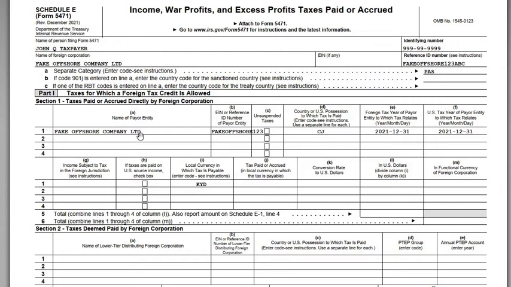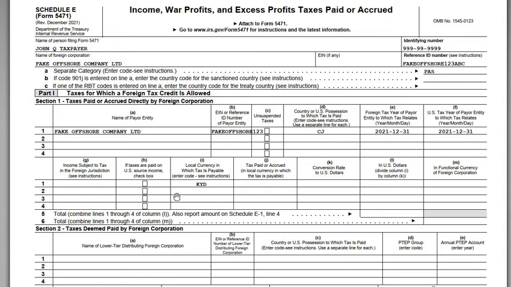Now you can see here, we still list the name of the company, right? So we have Fake Offshore Company Limited, the reference number. It's a Cayman Islands, so CJ company, the tax year. But when we get down here on the income items, income subject to tax in the foreign jurisdiction is just zero. It can be blank because, again, we're not paying any taxes in the Cayman Islands. If we did have to pay tax, it would be in Caymanian dollars, so KYD. But again, no taxes paid, no need to do any conversions, nothing like that. Okay, so that's why in this example, again, very straightforward.